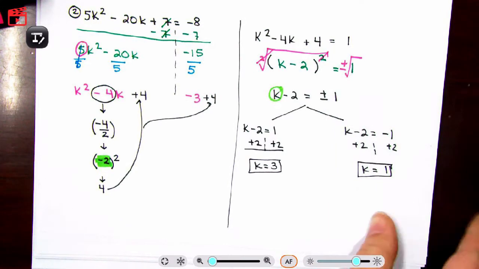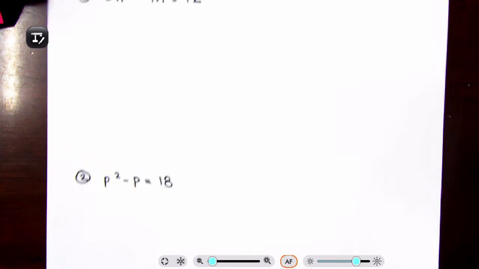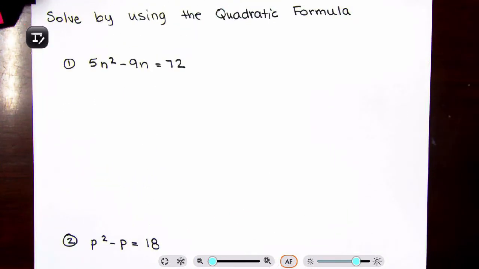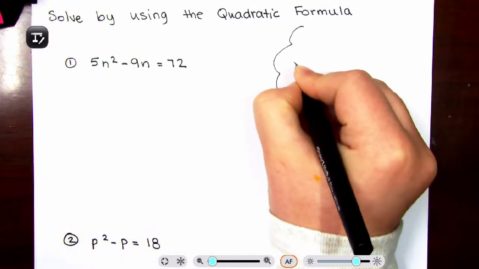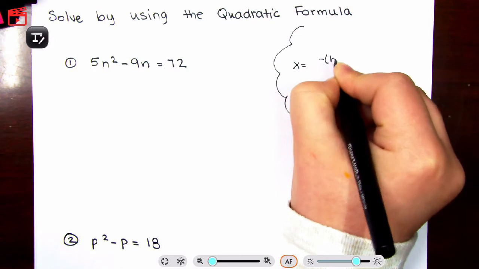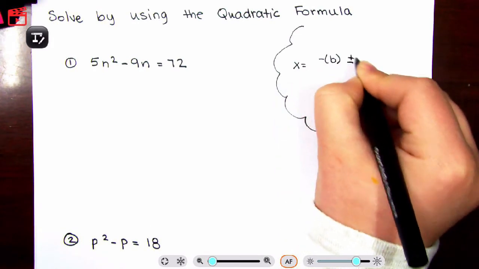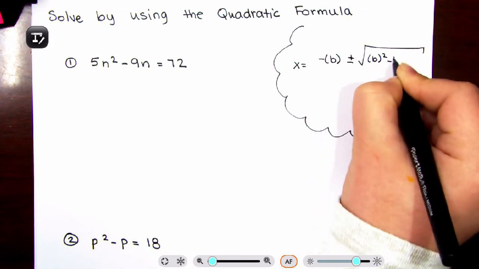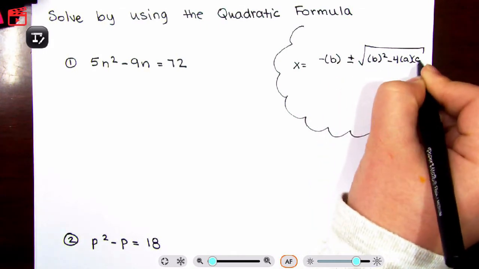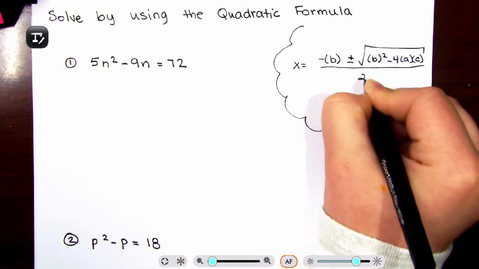All right, one more style of solving quadratics. And this way is solving by quadratic formula. So I'm going to write out the quadratic formula here. So we have x is equal to negative b plus or minus the square root of b squared minus 4ac, all divided by 2 times a.